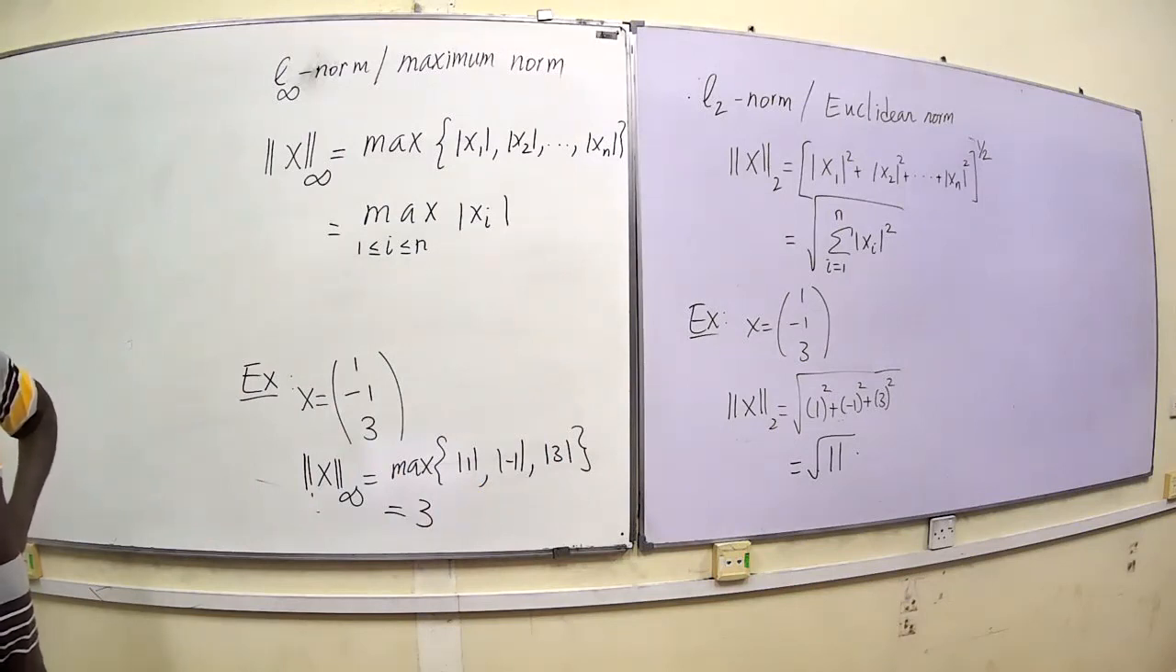So for a vector norm, because now you are looking at a system of linear equations, so you have vectors and matrices as well. Right? So we have to.